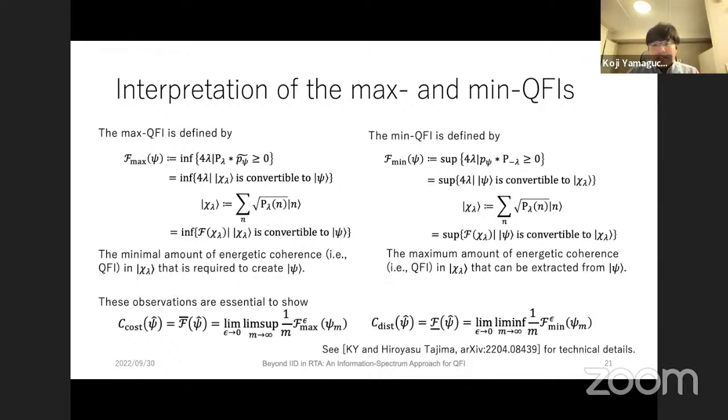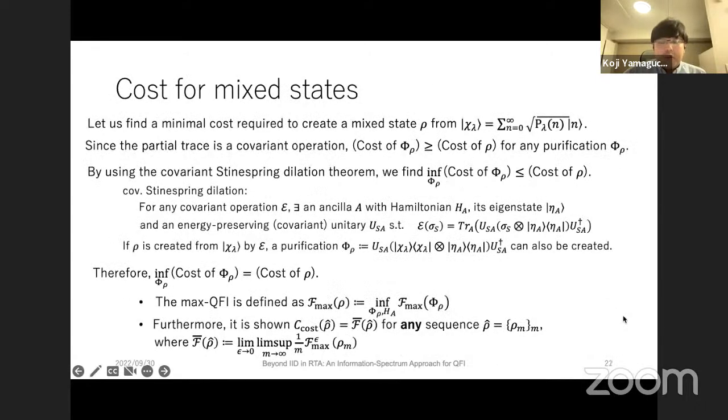And of course, the detailed proof is more complicated, so I will not present it here. For technical details, please check this paper. And before concluding my talk, I will finally comment on the cost of creating a mixed state. To be specific, let us analyze the minimal cost that is required to create a mixed state rho from a pure state chi lambda.